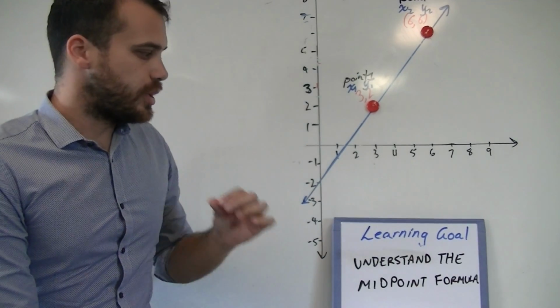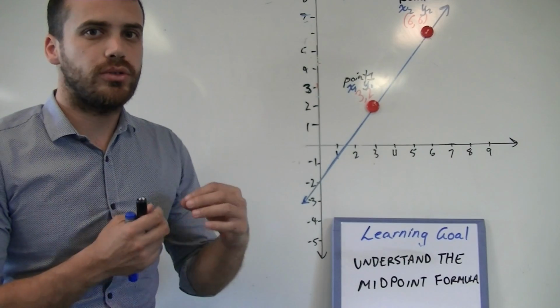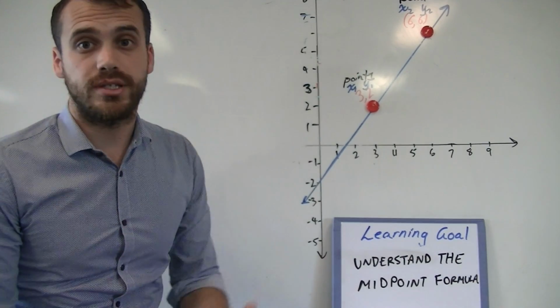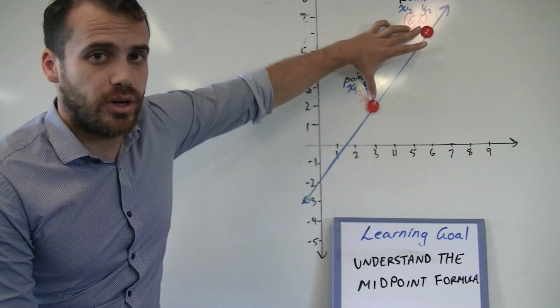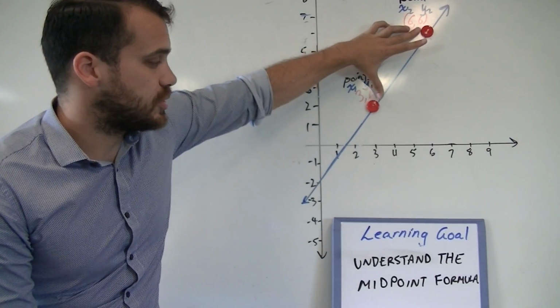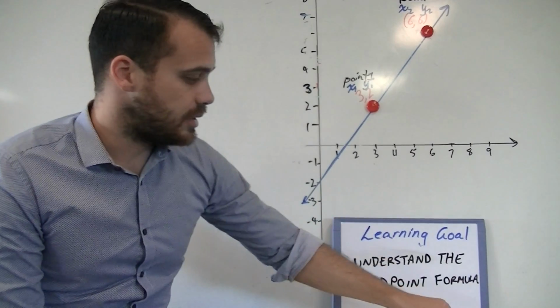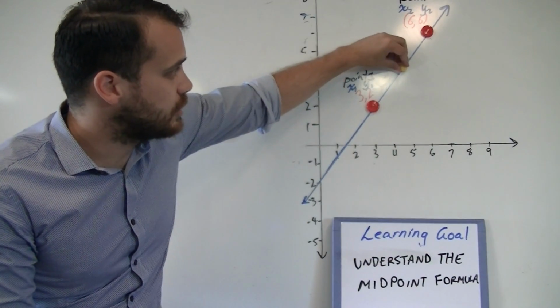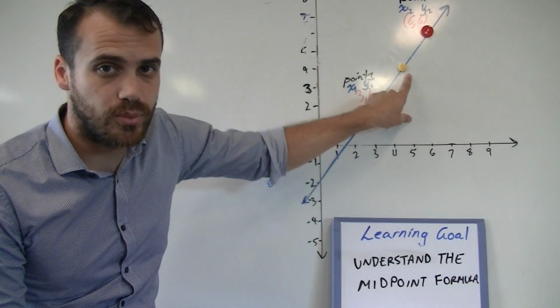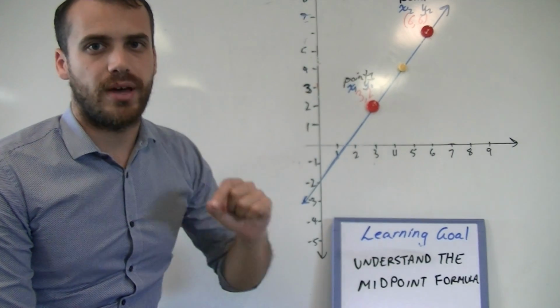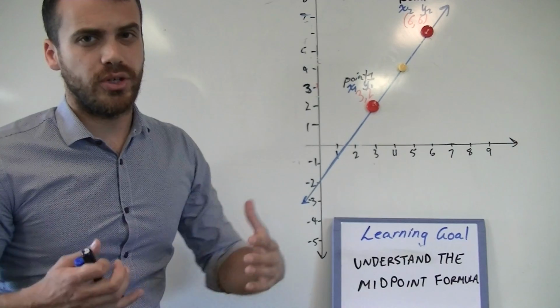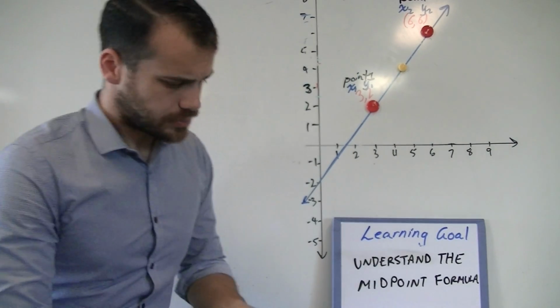Now the midpoint formula, the whole reason for the midpoint formula is if you've got 2 points on a line, sometimes it would be useful to know where exactly is the middle. It looks like it's about there somewhere, but we want to know exactly what are the coordinates of that middle point. Now you can do this fairly intuitively.